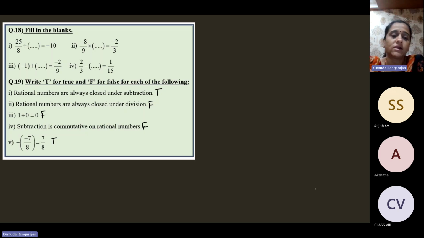Commutative means, like for the fourth one, it is A minus B, B minus A. It's not the same. A minus B is not the same as B minus A. So it's false. They are closed, but they're not commutative. Rational numbers are closed under subtraction. Rational number minus rational number is a rational number. But subtraction is not commutative. A minus B is not equal to B minus A.